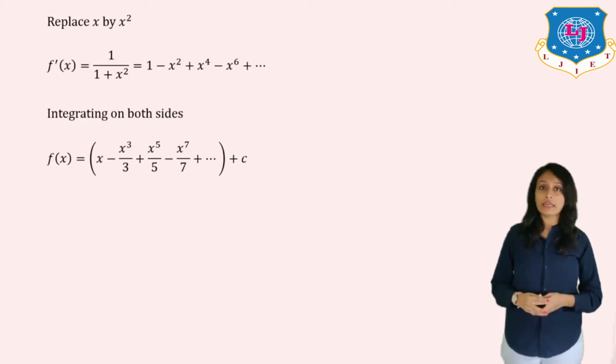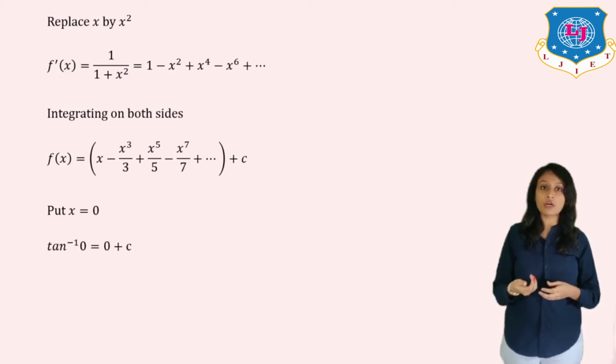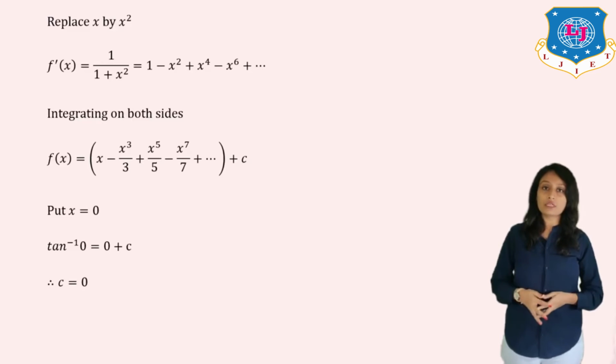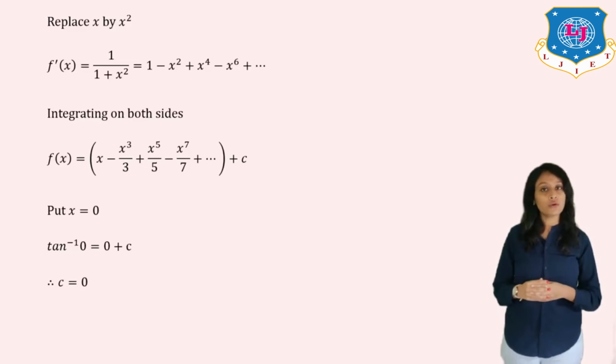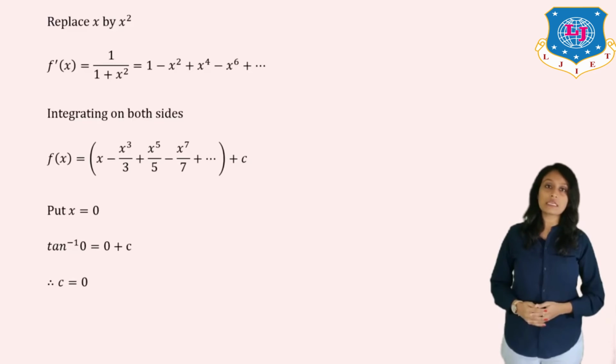Again same method, right? To find the value of c, what will we do? We will substitute x is equal to 0. Okay, so on putting x is equal to 0, we will get tan inverse 0 equals what? Everywhere in place of x, just substitute 0. So you will get 0 plus c. Now we know tan inverse 0 is 0. So you will get c is equal to 0. Okay, and just substitute c is equal to 0.